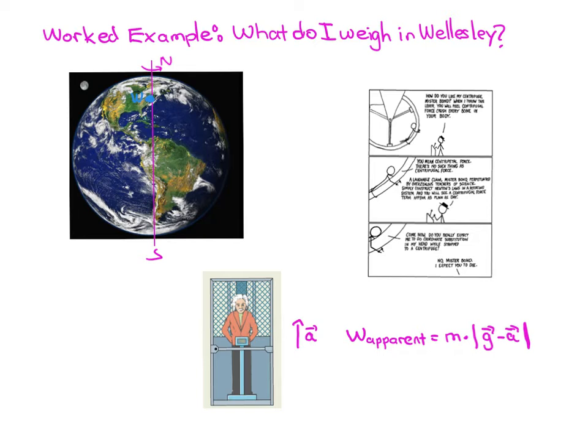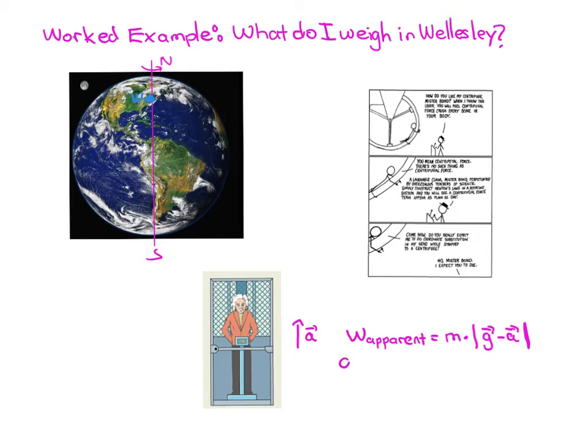And the main conclusion was that the reading on the scale would be the apparent weight of Al, which depends on his mass, the value of G due to gravity, but also the value of the acceleration of the reference frame. And so this is the formula for how we calculate the reading on the scale, and we can apply that formula to figure out what I weigh in Wellesley.